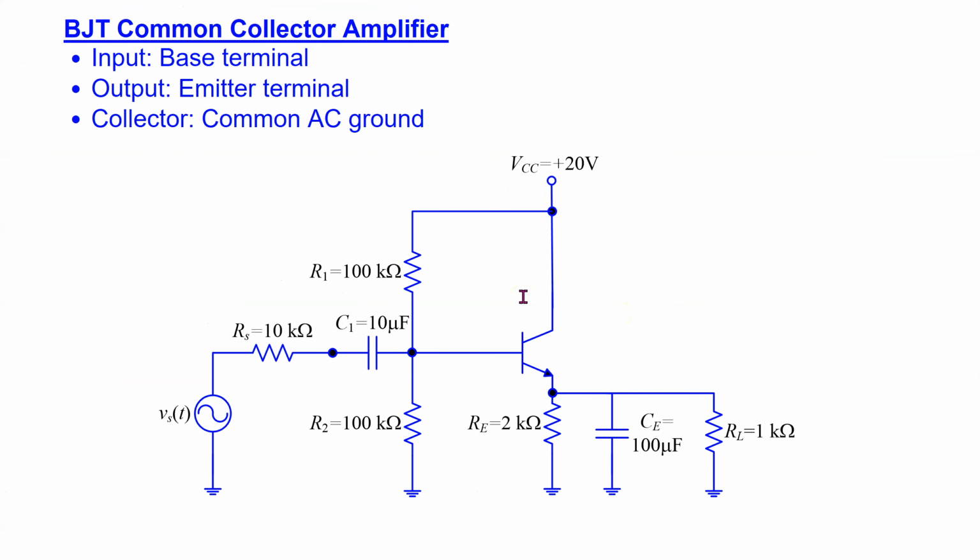Finally, let's look at the common collector amplifier. In this amplifier, the input signal is applied at the base. The output is taken at the emitter. We do not use resistor RC in the DC bias circuit to allow the collector to be common AC ground. The common collector amplifier has a voltage gain of less than 1, and it provides current gain.